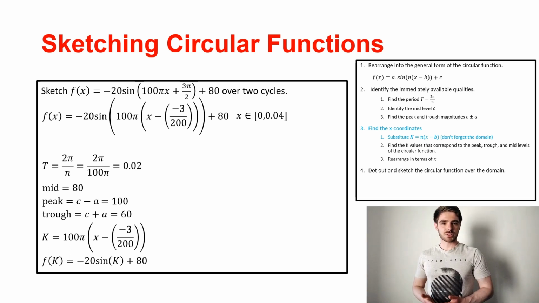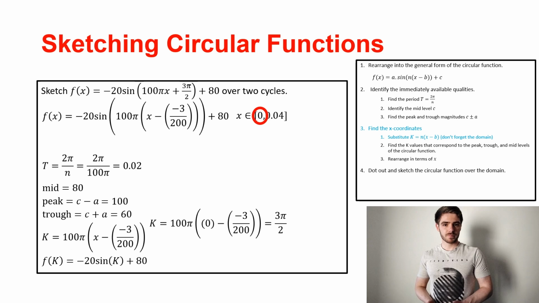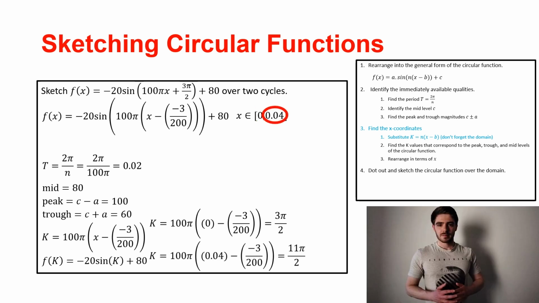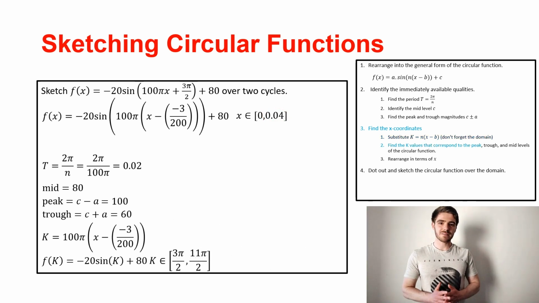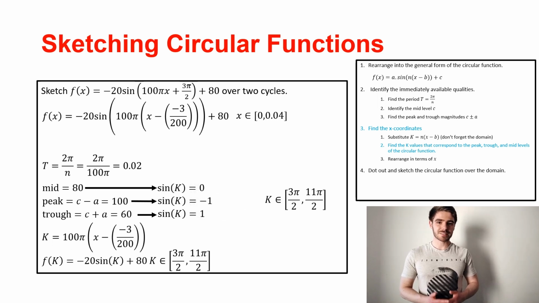To write this domain in terms of k, we're going to substitute the lower and upper bound of the domain into our k equation. Subbing in 0 gives us k equals 3 pi on 2, and subbing in 0.04 gives us k equals 11 pi on 2. Now, we're going to find the k values of each key point by setting up our equations.